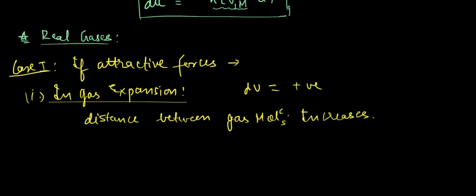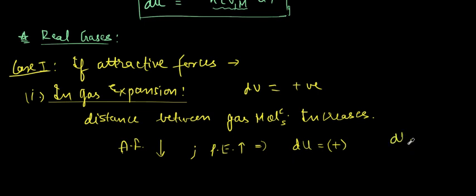Now, originally we have seen that attractive forces dominate in this real gas. So what will happen if we do some gas expansion? The attractive forces would decrease and the potential energy of the gas molecules would increase. As the potential energy of the gas molecules increases, dU would be positive, because internal energy is the sum of kinetic energy and potential energy. So as the potential energy is increasing, the change in internal energy would be positive. So we can say that ∂U/∂V at constant temperature would be positive.